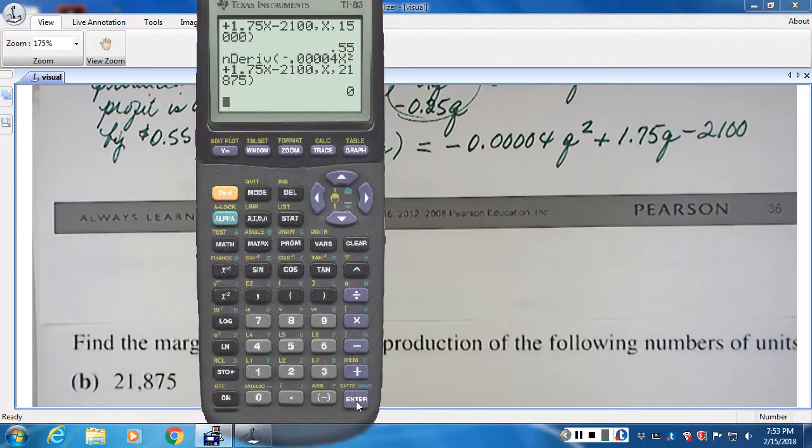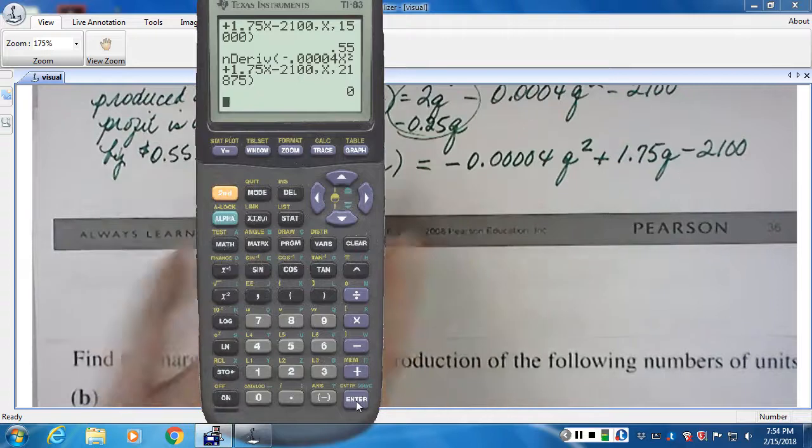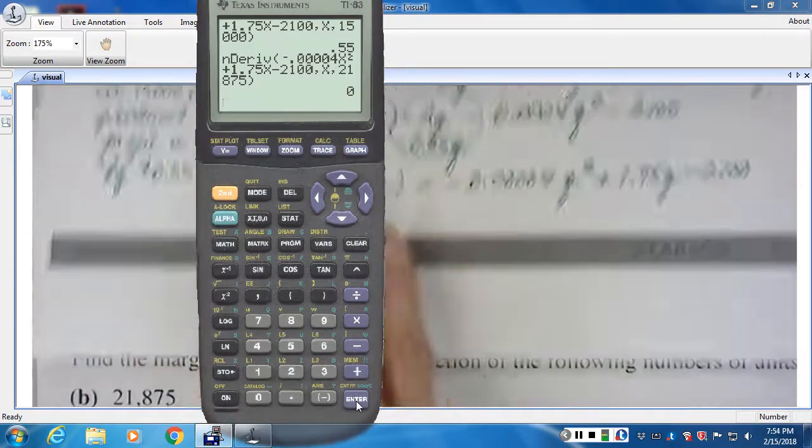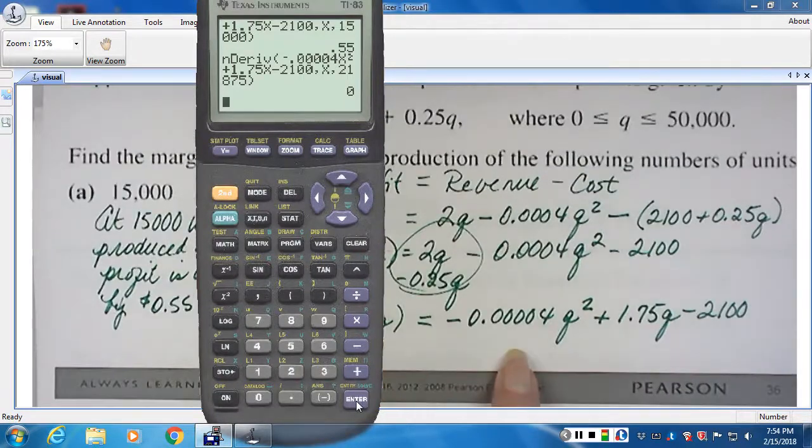What happened? No profit, or profit's not changing. Okay? Zero means your profit has reached a maximum. Think back about this profit equation. Remember, we didn't take the derivative except numerically. We didn't actually come up with the derivative of this profit equation. But what does that equation look like?